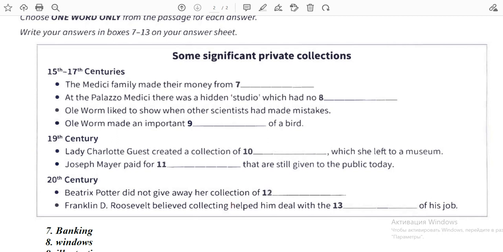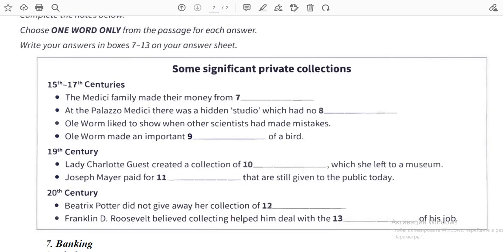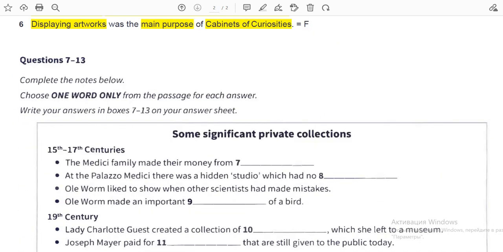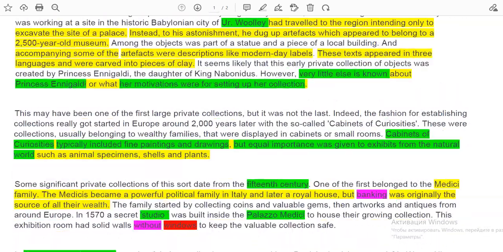The next one and the final one of the notes completion is Franklin D. Roosevelt. So, here it is. We do have the answers, but let me show you the way to find the correct options and answers. The 7th question is the Medici family and 15th century. Here we need to fill the gap with the word banking. So let me show you the way.